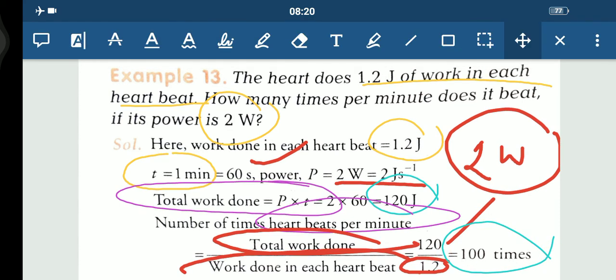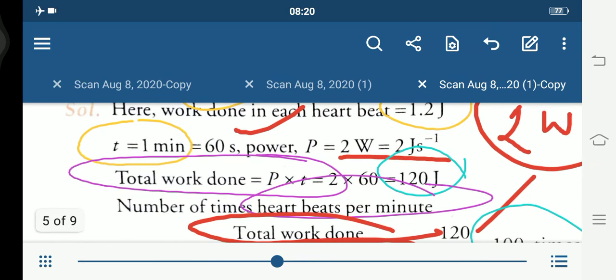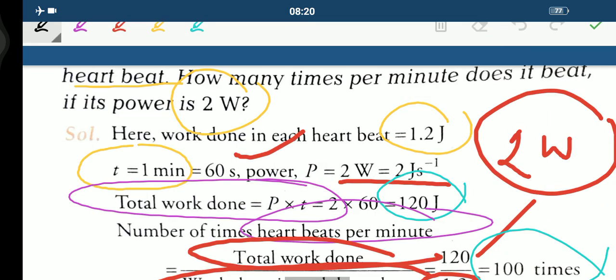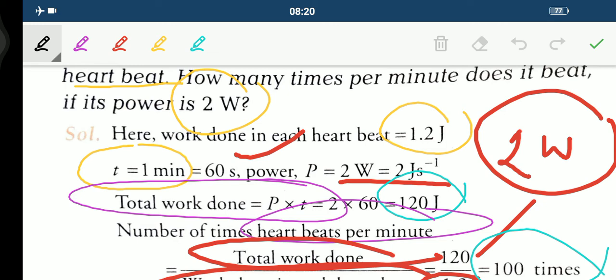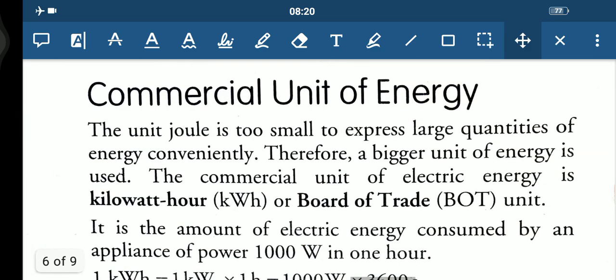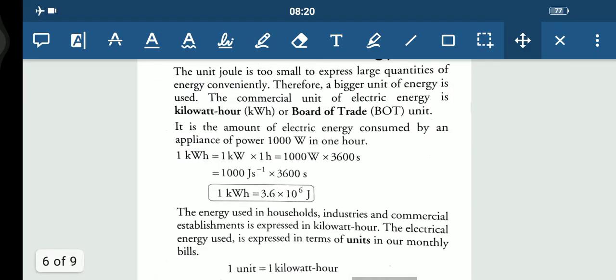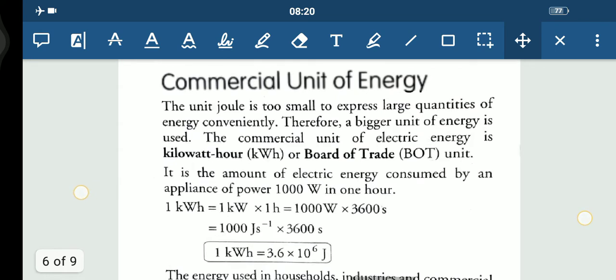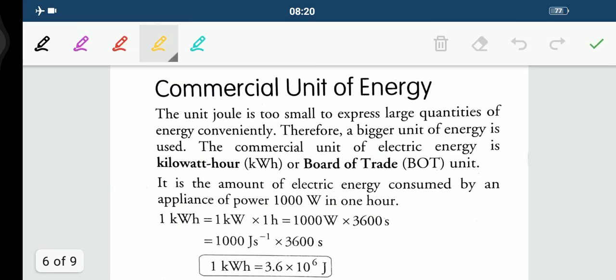Fine. So I think the questions that I am giving you, bache, they are not that many, because what I am thinking is that we should go from easy to complex. Okay. So the first one was easy, this one is a little bit tricky, and now comes the last thing, that is the commercial unit of energy. It is also the same.